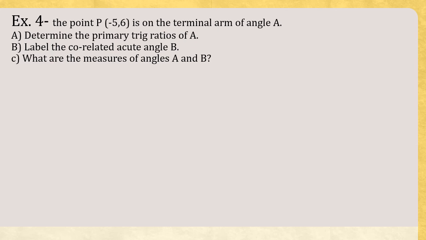Example number 4. The point P, negative 5, 6 is on the terminal arm. Determine the primary trig ratios of A. Label the correlated acute angle B. What are the measures of A and B?